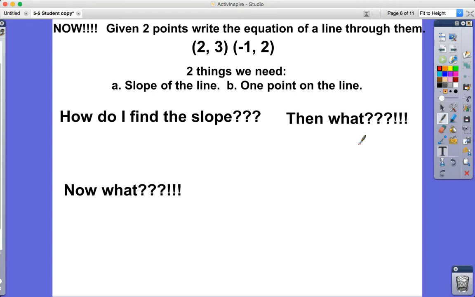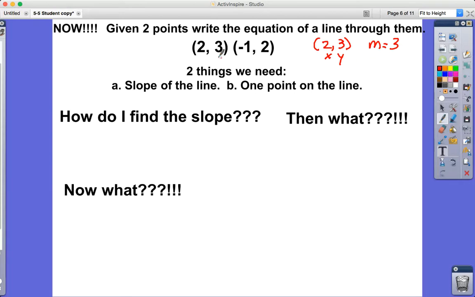All right, so, given 2 points, write the equation of a line through them. So I have these 2 points here, and they want me to write an equation of a line through them. Well, the last time we were given something like this, we were given a point and m was equal to 3 or something like that. And we label, and then we write y equals mx plus b, and then we plug in and we solve, and then we rewrite.